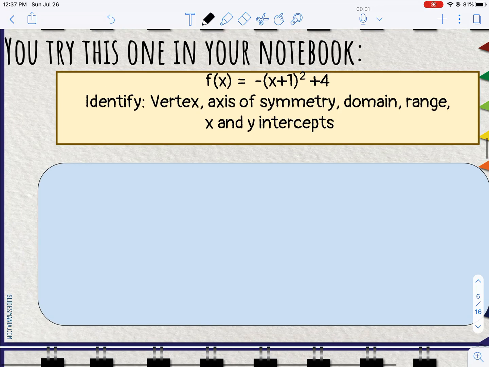Okay, in this problem, I want you to try it in your notebook. You have a function here, negative quantity x plus 1 squared plus 4. I want you to figure out the vertex, the axis of symmetry, domain, range, x and y intercepts, and then could you sketch that in your notes. So go ahead and pause the video and try this problem.